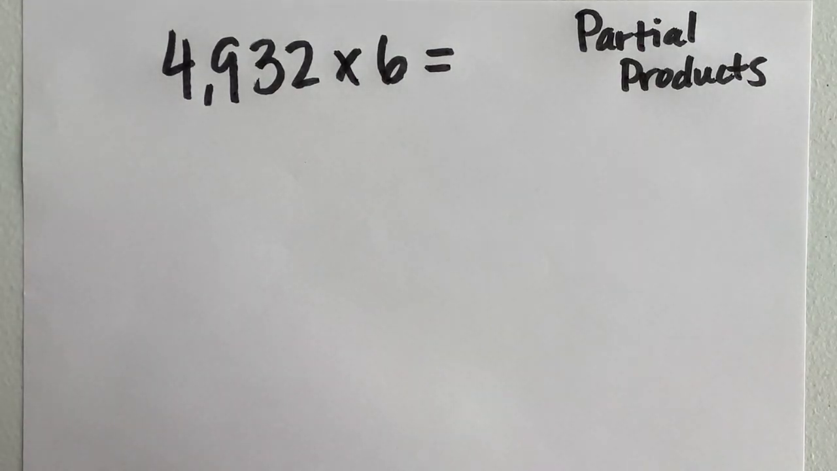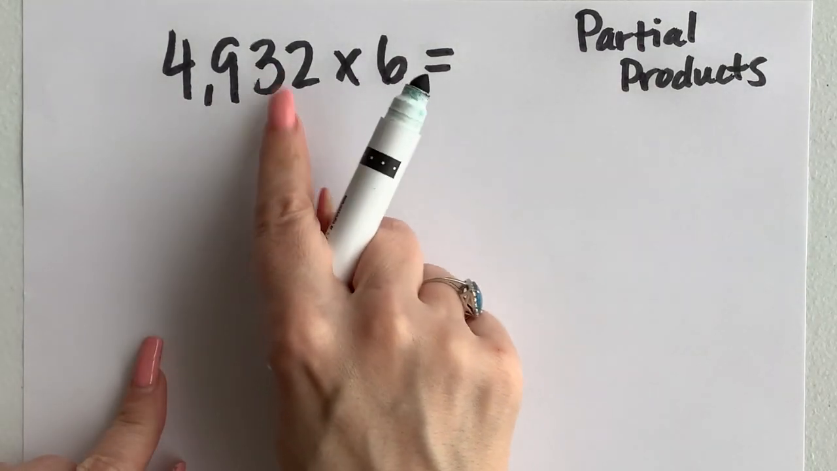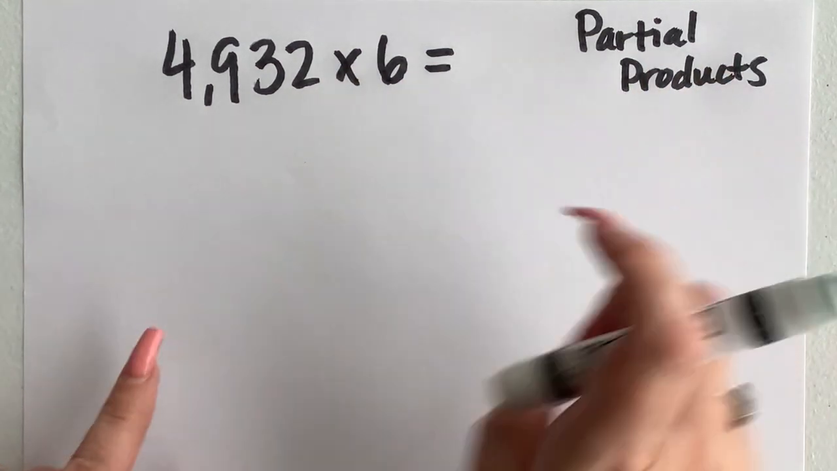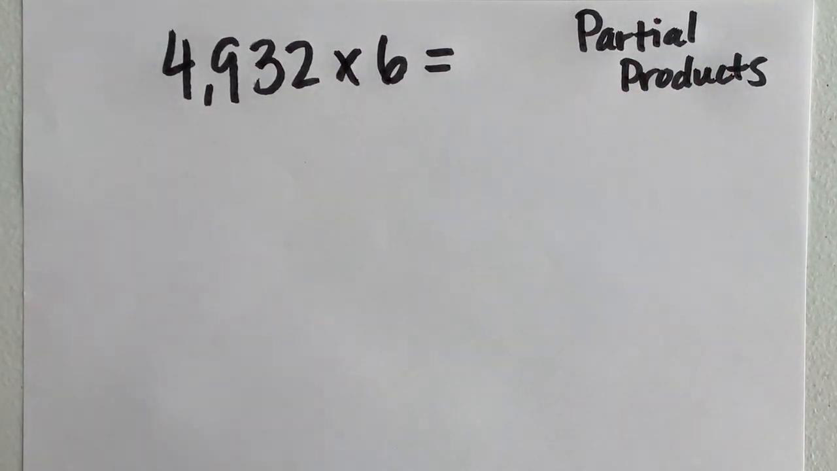Hello, ladies and gentlemen. We're going to multiply 4,932 times 6 using partial products. So what does that look like?